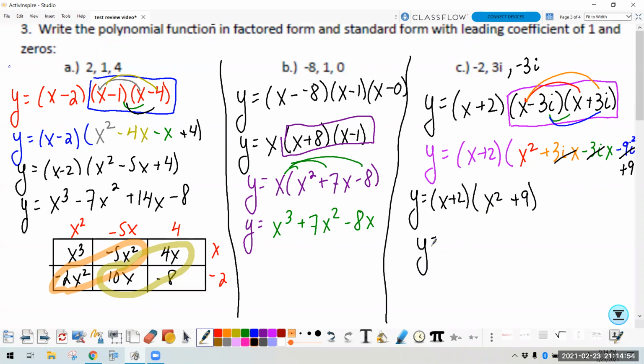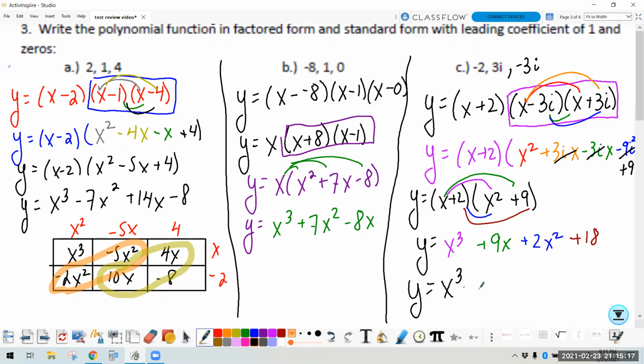All right, one more set of binomials to multiply. X times x squared, x times 9, 2 times x squared, 2 times 9. This is not in standard form. I have to reorganize my polynomial in standard form. Highest exponent in order down.